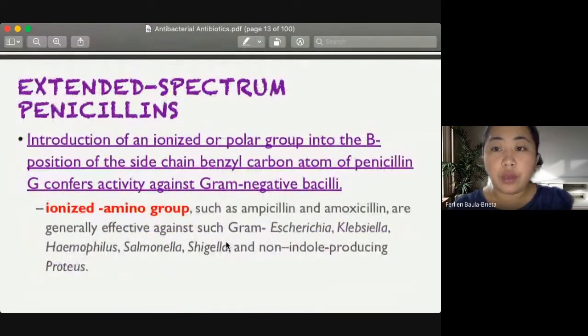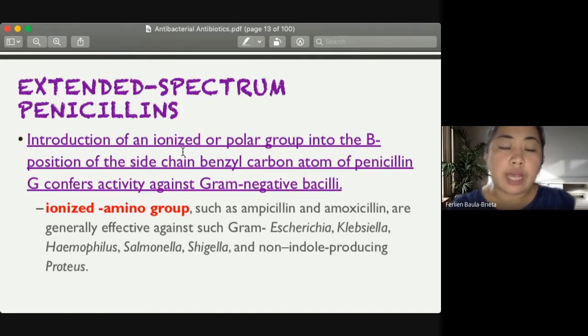And then we have another property of our penicillins. This is called the extended spectrum penicillins. So extended spectrum, from the narrow spectrum, will have further activity against gram-negative or other types of bacteria. One way to extend the spectrum of our penicillin is the introduction of an ionized or polar group into the beta position of the side chain benzyl carbon of penicillin G. And that allows activity against gram-negative bacilli.